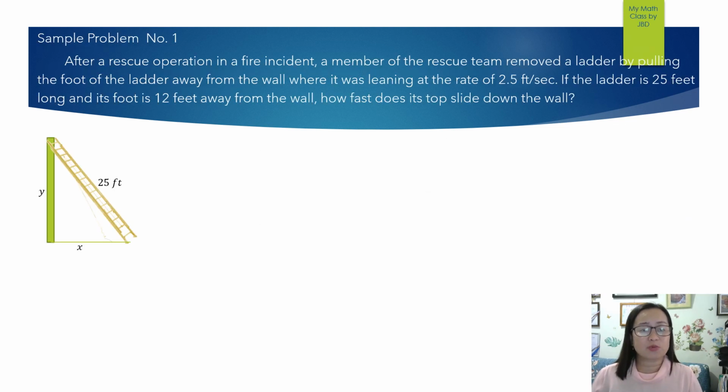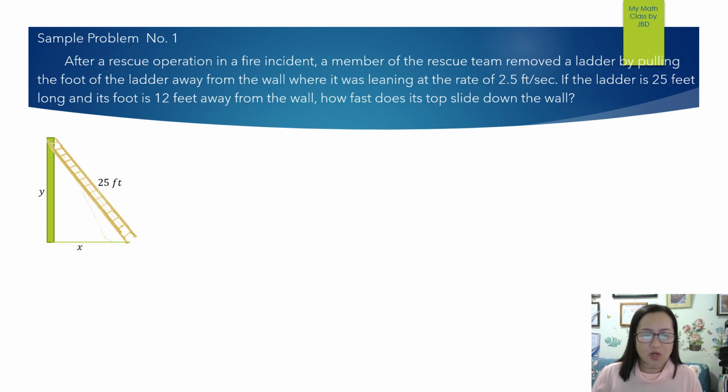Now let's explore further how we can apply the concept of implicit differentiation in our real life. After a rescue operation in a fire incident, a member of the rescue team removed a ladder by pulling the foot of the ladder away from the wall where it was leaning at a rate of 2.5 feet per second. If the ladder is 25 feet long and its foot is 12 feet away from the wall, how fast does it slide down the wall?